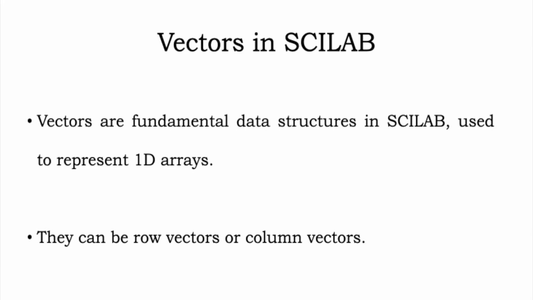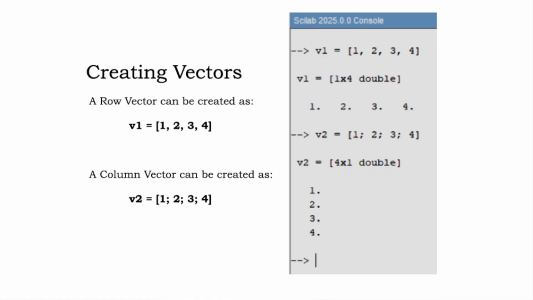Vectors in Scilab. Vectors are fundamental data structures in Scilab used to represent single-dimensional arrays. They can be row vectors or column vectors. Creating vectors. A row vector can be created as v1 equal to, within the square bracket, 1, 2, 3, 4. A column vector can be created as v2 equal to 1 semicolon 2 semicolon 3 semicolon 4.